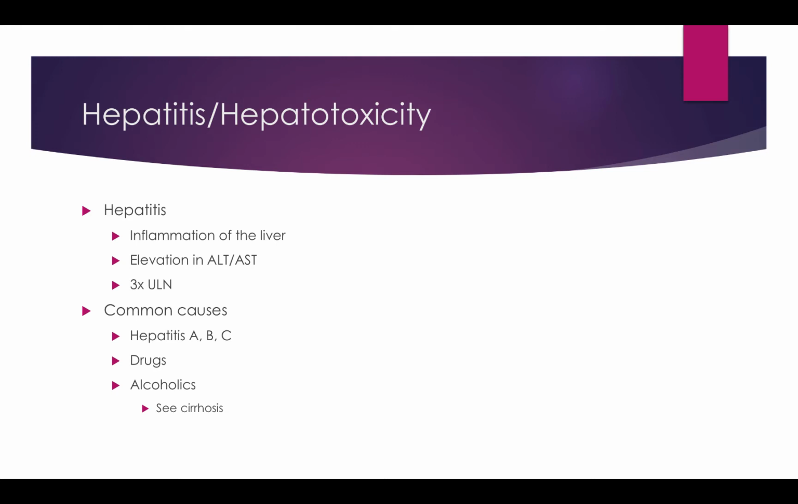So hepatitis, again, is inflammation of the liver, with elevation in ALT and AST. Normal limits of those are in the 10 to 50 range. We classically think of 3 times the upper limit of normal as a problematic level or a level of higher concern.